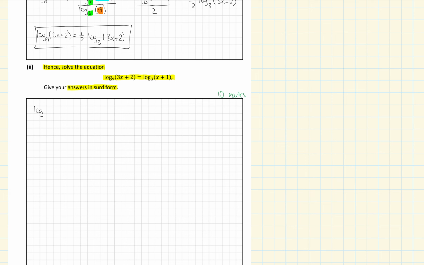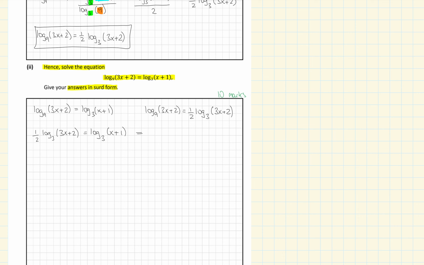So we have log to the base 9 of 3x plus 2 equals log to the base 3 of x plus 1. And we know from part 1 that log to the base 9 of 3x plus 2 can be rewritten as a half times. So I'm going to substitute that in there. Log to the base 3 of 3x plus 2 will equal log to the base 3 of x plus 1.